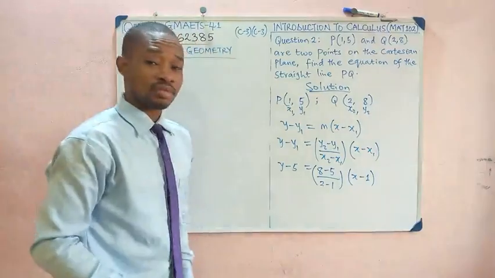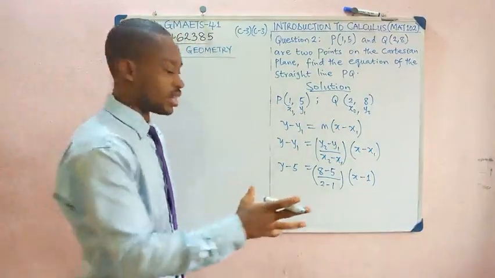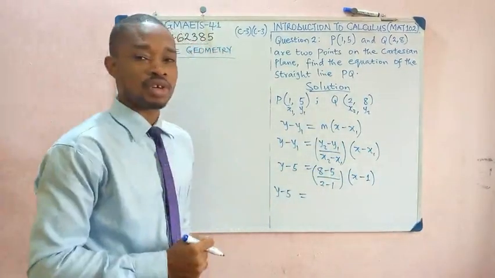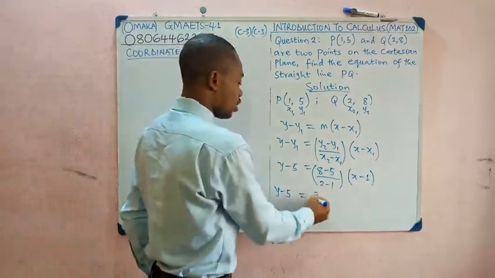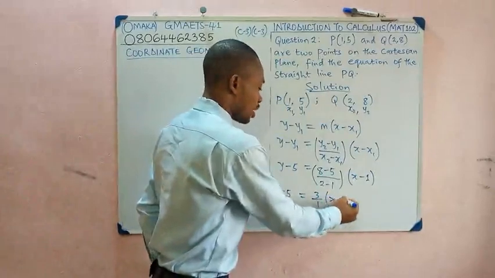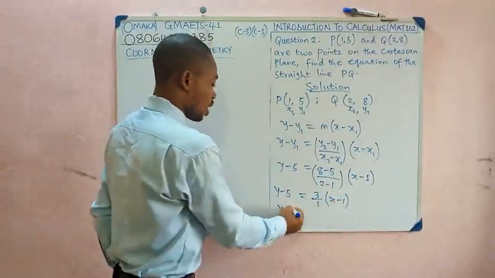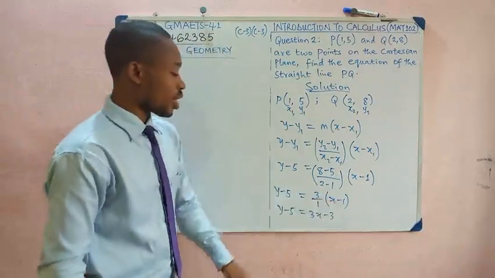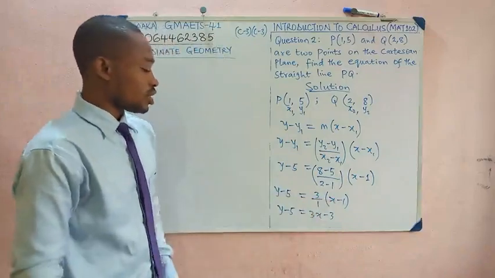Our problem is solved. The remaining thing here is just to simplify. And so if we're working further, this is y minus 5 equal to 8 minus 5, which is going to give us what? 3. And so we're going to write 3 all over the denominator. 2 minus 1 is going to give us 1. And then x minus 1. Of course, this will give us y minus 5 equal to 3x minus 3. You know, when this 3 opens up the bracket, 3 over 1 is already 3. So this is our result.